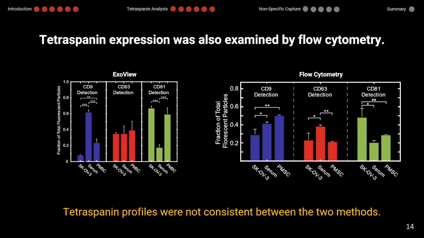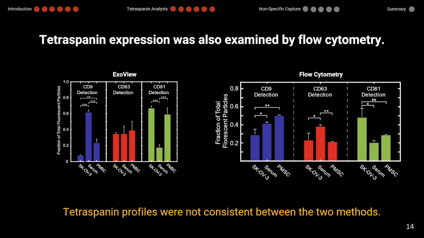Between these 2 different techniques, we did have a couple similarities. For example, with our SCOV3 EVs, we found that there remained the highest detection by CD81 between these 2 techniques. However, overall, we found that there was a lot of disagreement between the apparent protein profiles on these 2 different techniques. This wasn't what we had expected, but after thinking about this, we thought, well, maybe this is due to the difference in limits of detection of these 2 techniques.